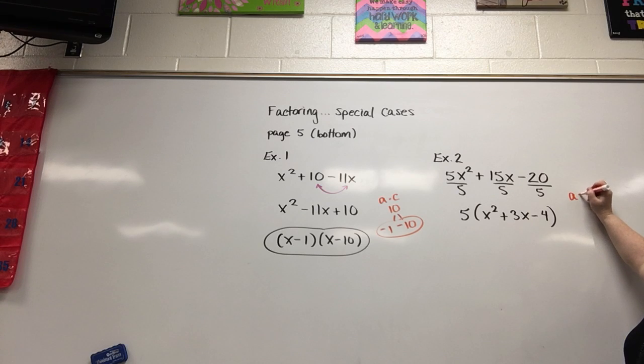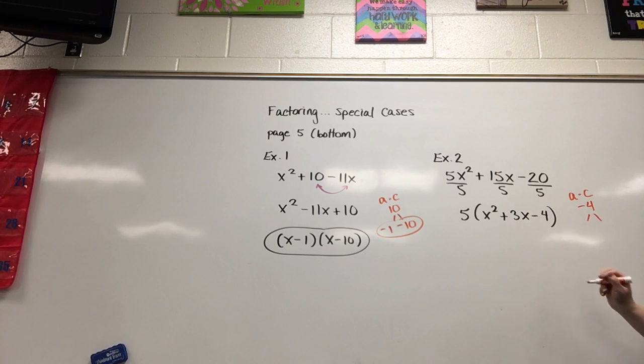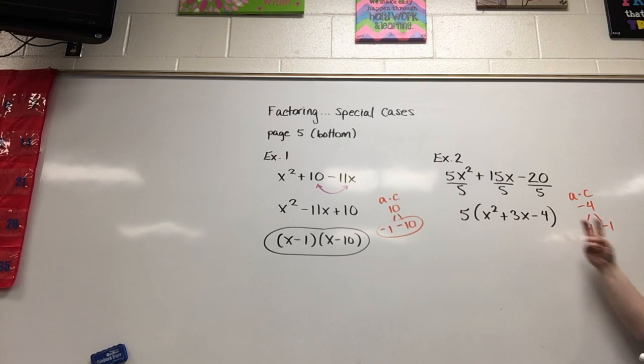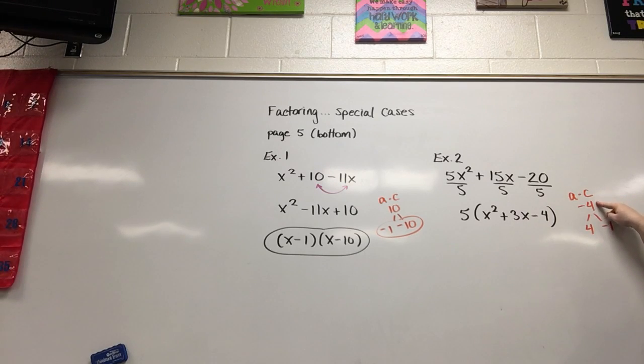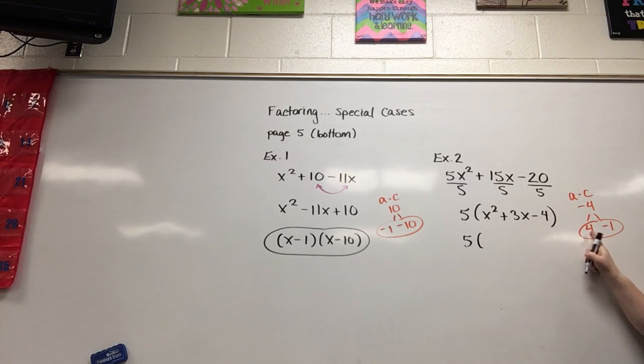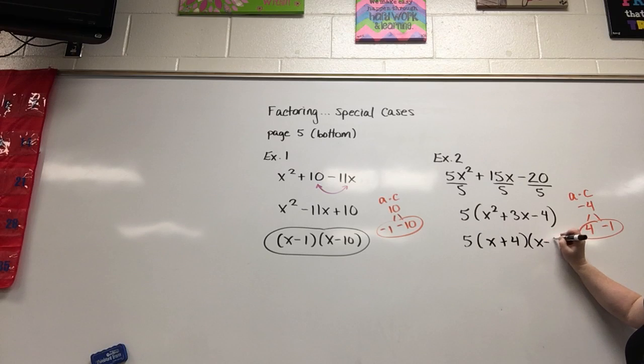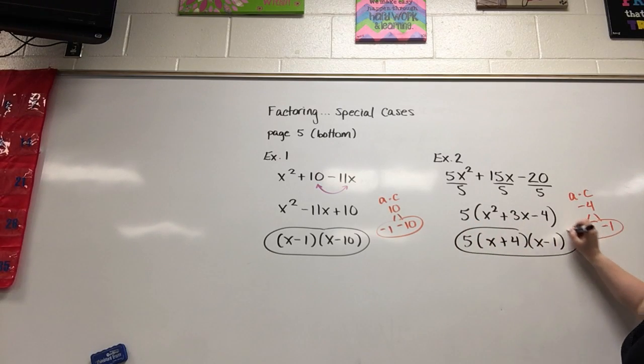So a times c would be negative 4, and what can we multiply to get negative 4 that will add together to give us 3? Well, it would be a positive 4 and a negative 1, because 4 and negative 1 give us 3, 4 times negative 1 gives us a negative 4. So these are the two factors that we'll use, but we're going to still keep the 5, that's not going to drop, and then we'll have an x with a plus 4 and an x with a minus 1. And those are our factors.